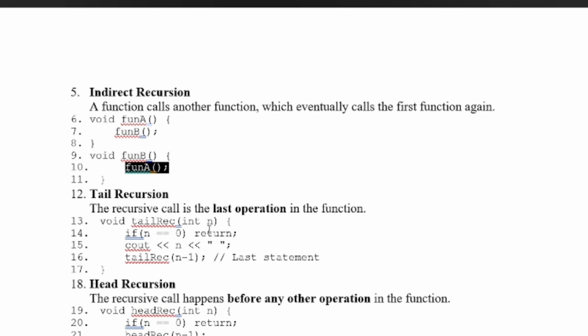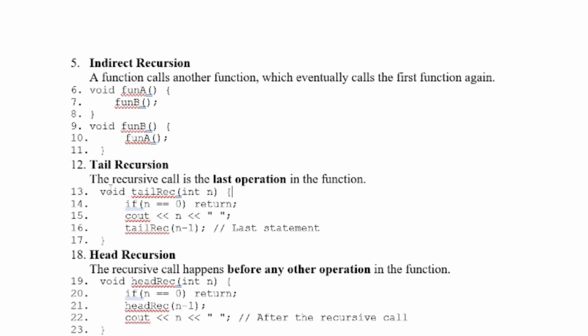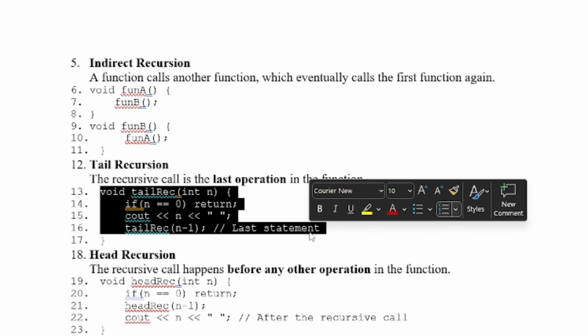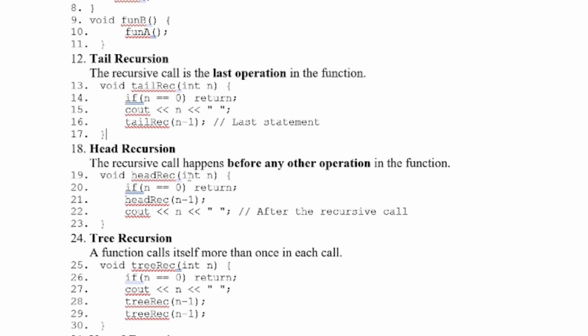Now we will talk about another type, tail recursion. Here the recursive call is the last operation in the function. You can see the syntax here is also similar. Okay, and the next one is head recursion. The recursive call happens before any operation in the function. So this is the syntax you can see.